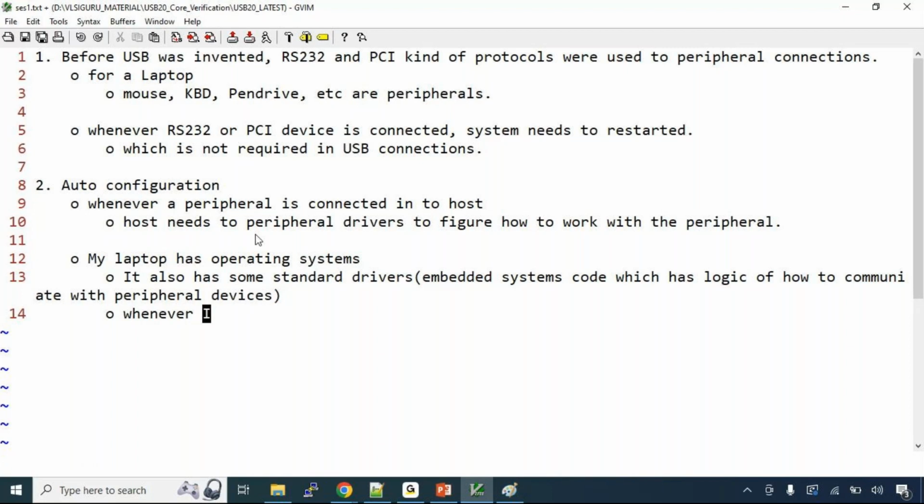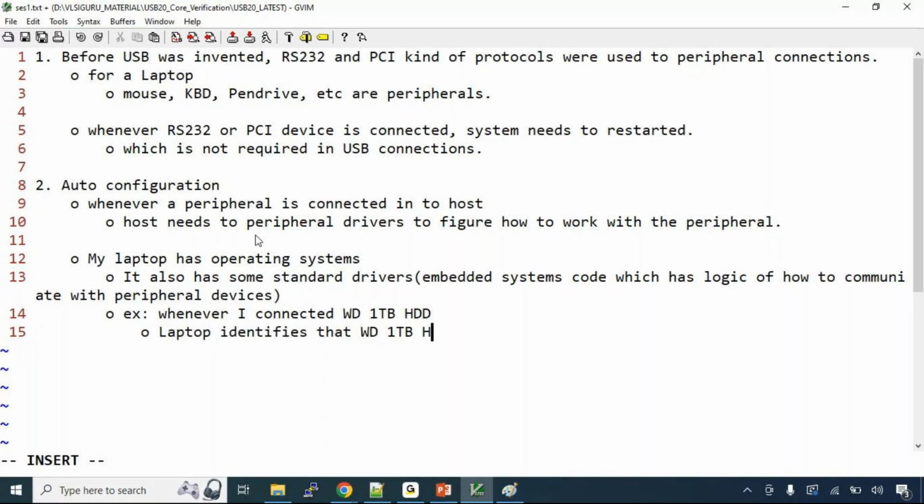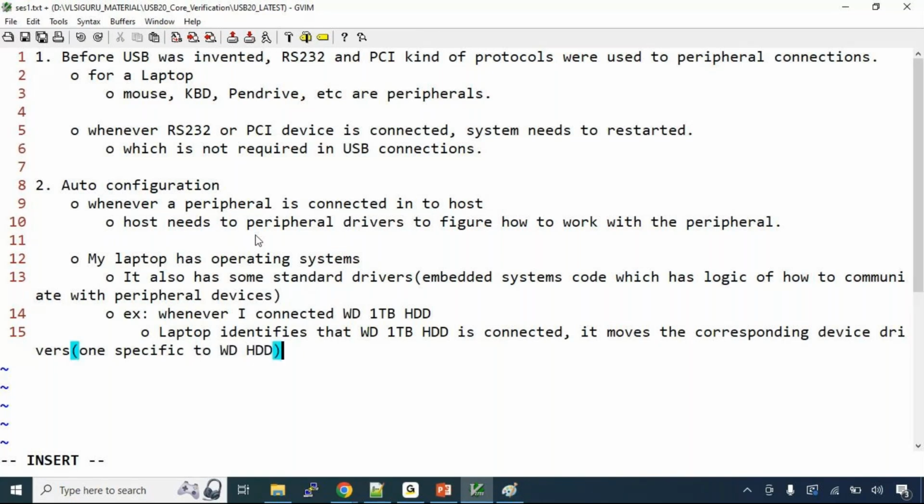So for example, whenever I connect, let's say, a Western Digital 1 terabyte HDD device, my system, my host laptop, identifies that the Western Digital 1 terabyte HDD is connected. It moves the corresponding device driver, the one specific to the Western Digital hard disk drive, into its RAM.